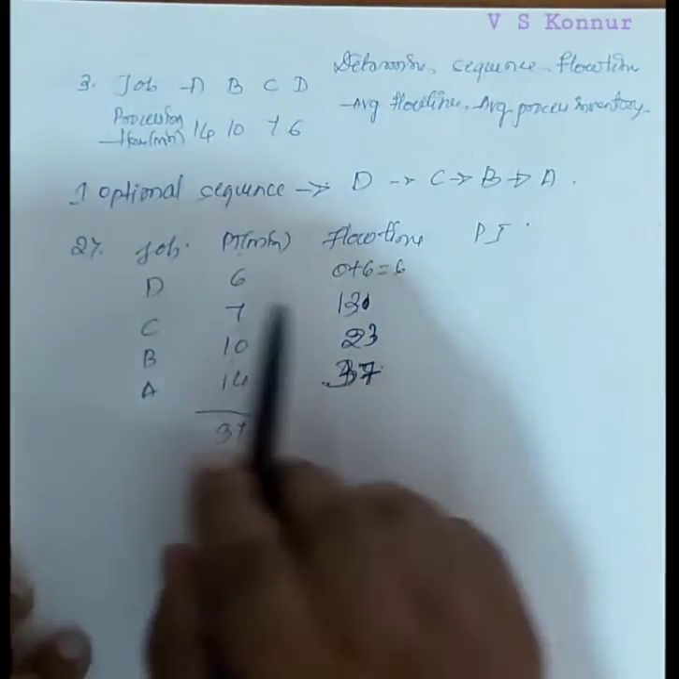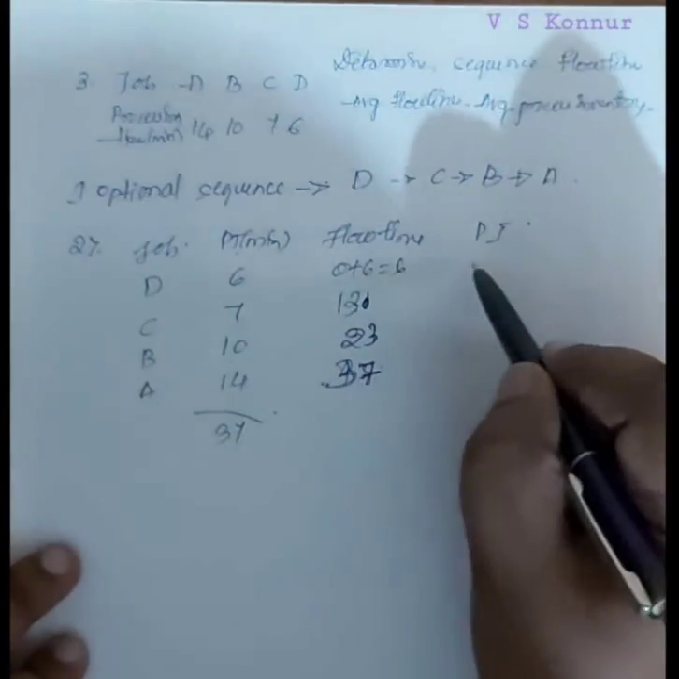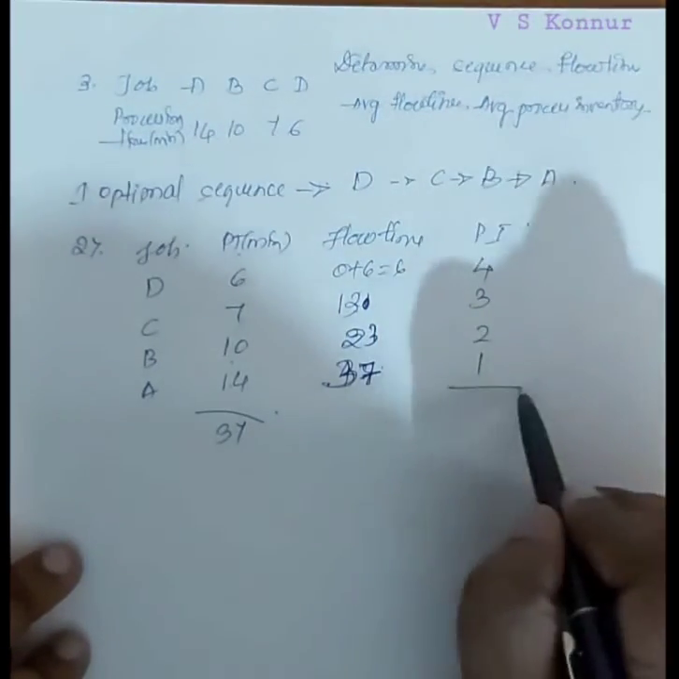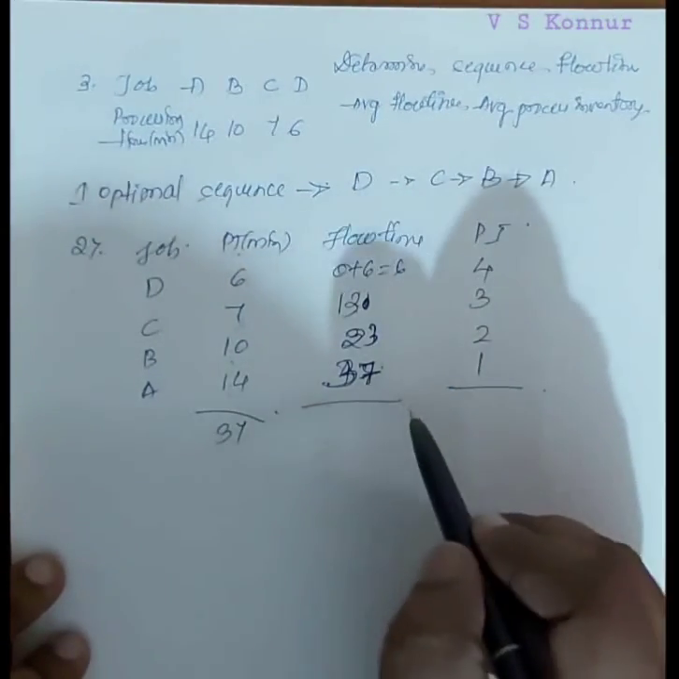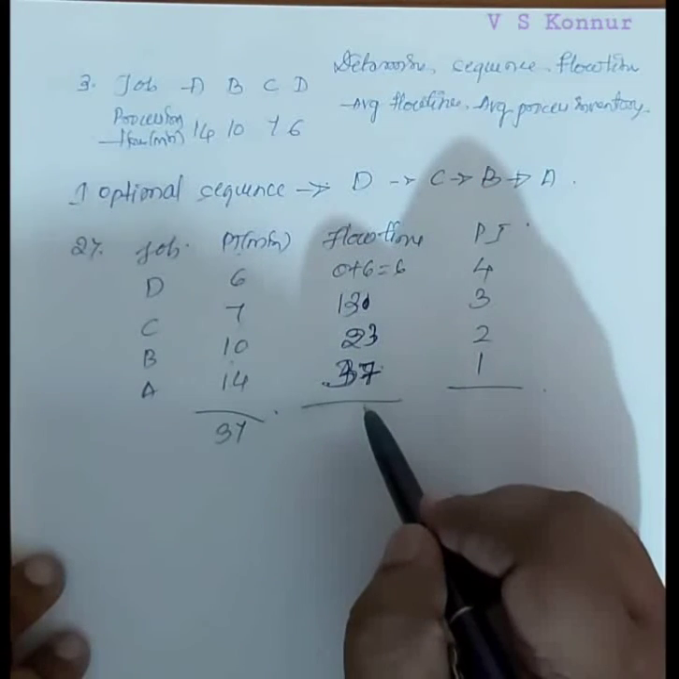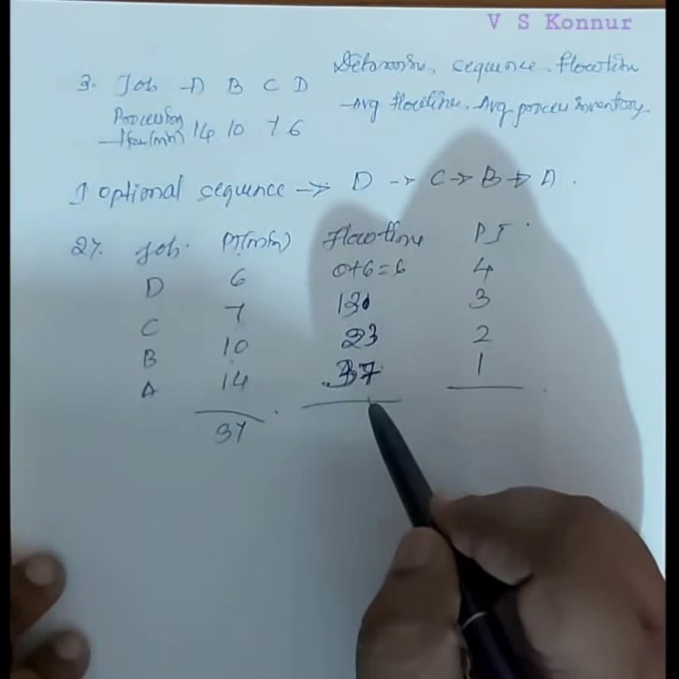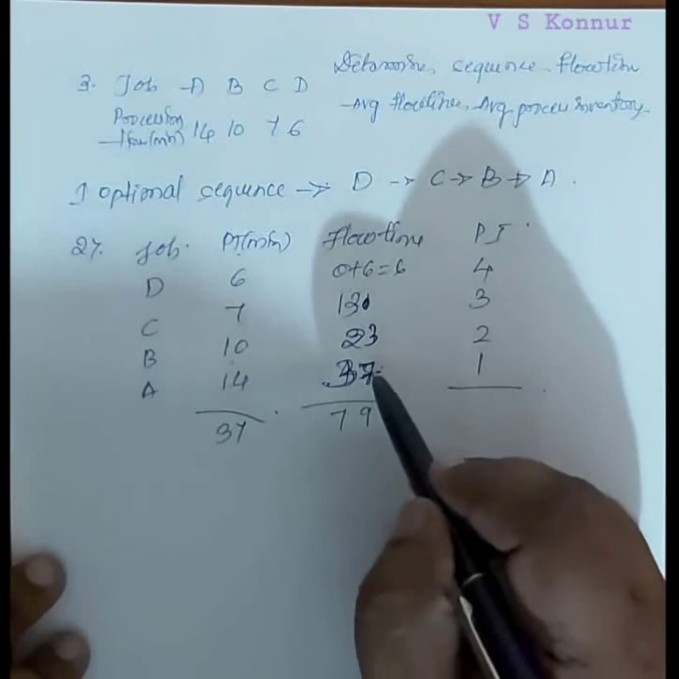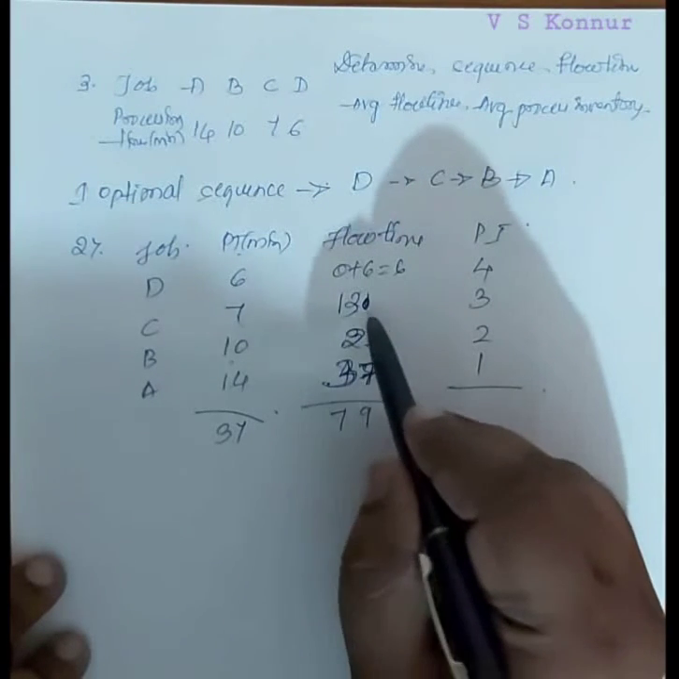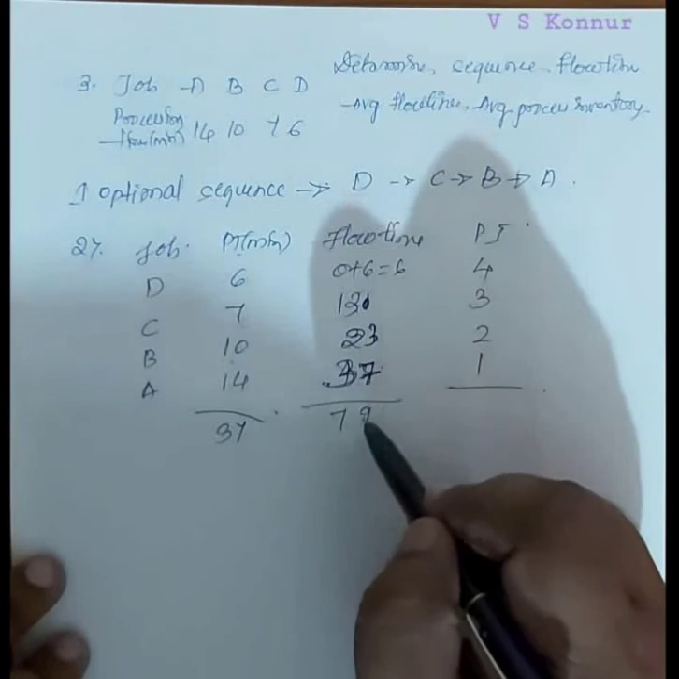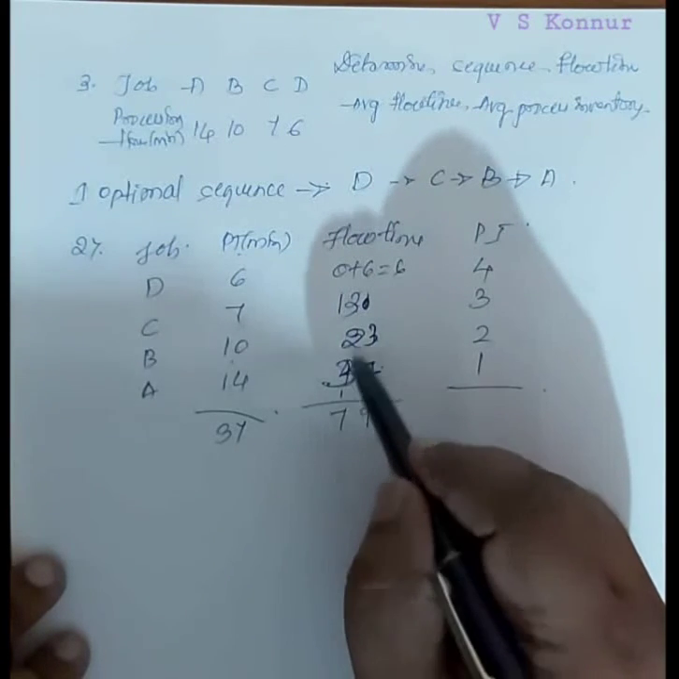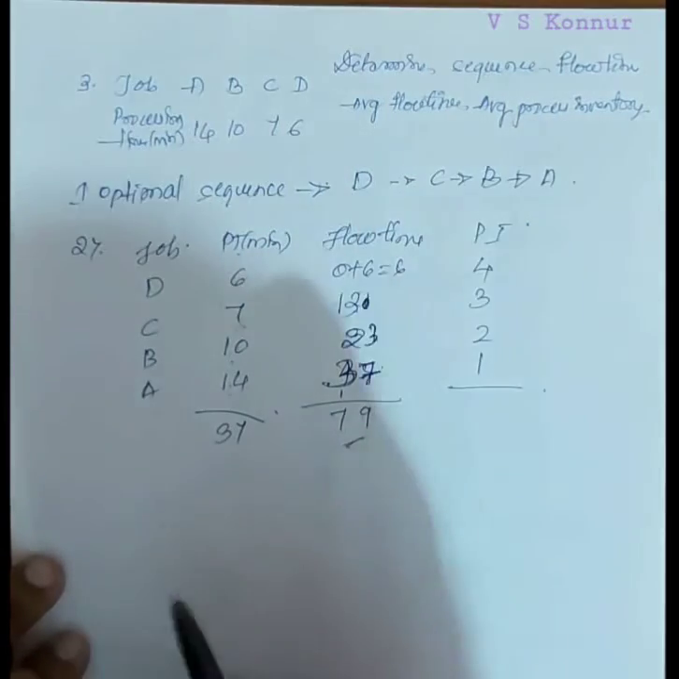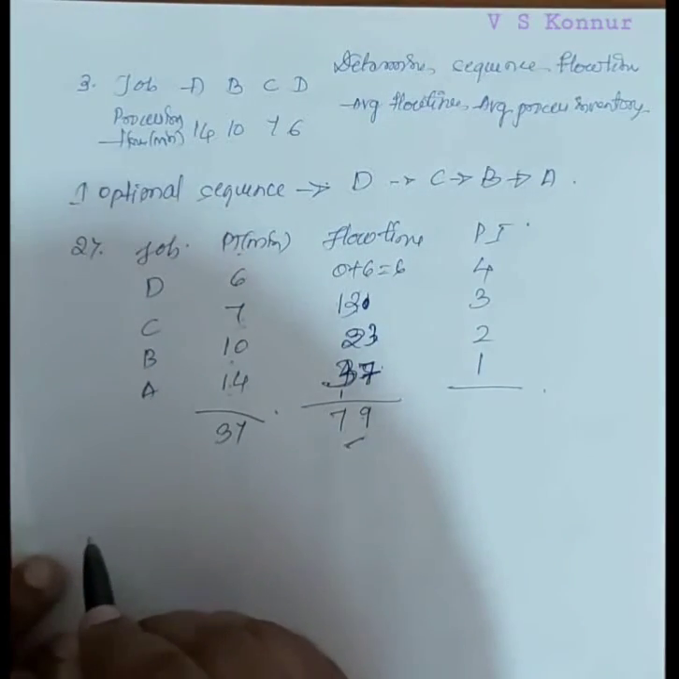Next, process inventories are nothing but 4, 3, 2, 1 depending upon operation. So we have to add these. We will get around 79. You can check: 7 plus 3, 10, 10 plus 3, 13, 13 plus 6, 19, 3 plus 1, 4, 4 plus 2, 6, 6 plus 1, 7. 79 we will get. It is required in the calculation.